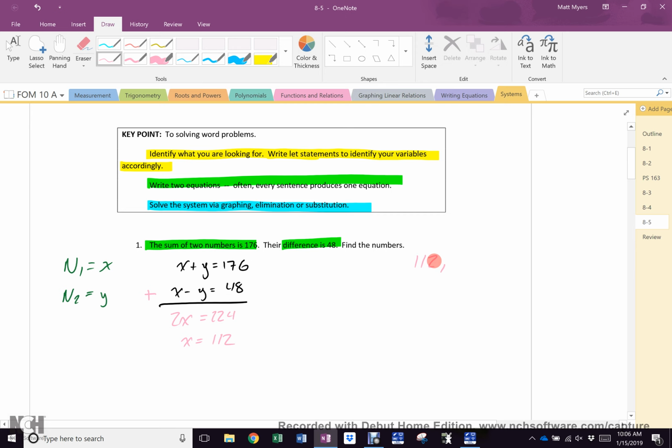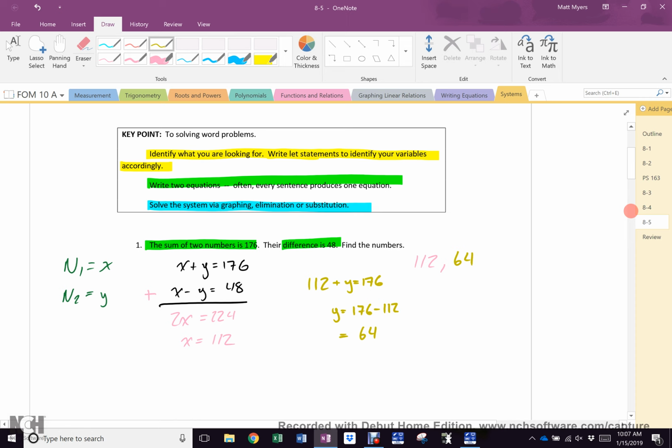What can I do with that now? Write it anywhere I see X. Anywhere I see X, I can write it. Where is the place that I don't want to write it? Right here. Because how will that find us Y? I got to go back to one of my original equations. Which one do you guys want to use? Because I don't care. The top one? No problem. 112 plus Y equals 176. Y equals 176 minus 112. And Y is 64. And I'm done. Easy peasy lemon squeezy. Even with word problems.